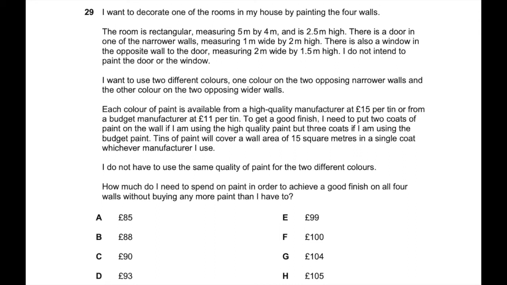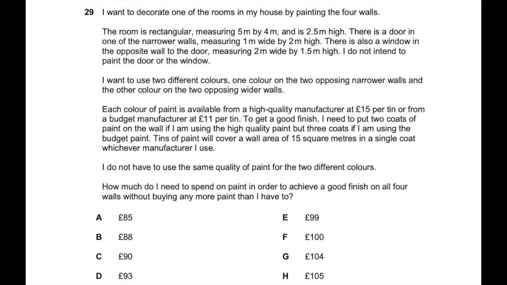Tins of paint will cover a wall area of 15 square meters in a single coat whichever manufacturer I use. I do not have to use the same quality of paint for the 2 different colors. How much do I need to spend on paint in order to achieve a good finish on all 4 walls without buying any more paint than I have to? The correct answer is A, because of the following.